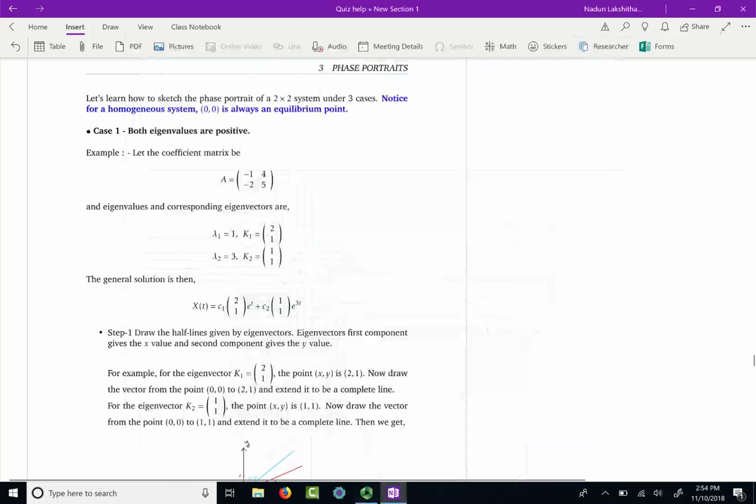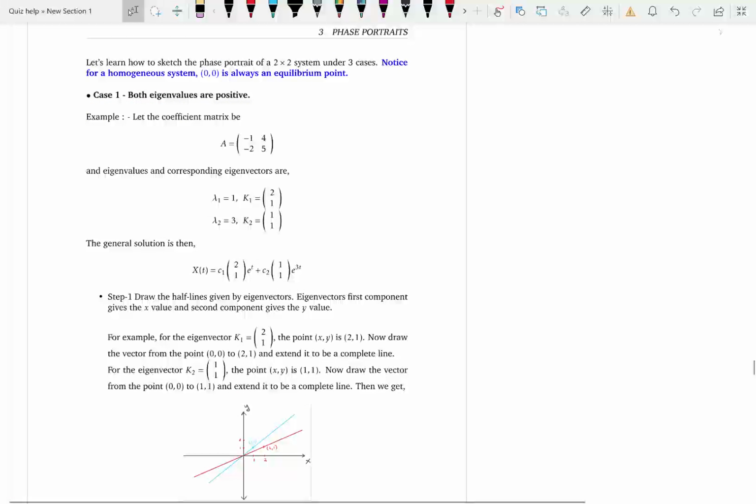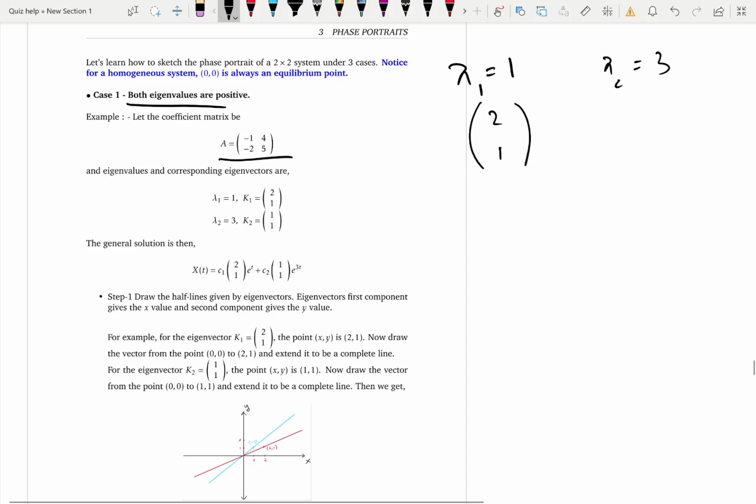Alright, so let's learn how to sketch phase portraits, and let's learn case 1, where both eigenvalues are positive. Here I have given an example for you, a coefficient matrix. The first eigenvalue is 1, the second eigenvalue is 3, and the corresponding eigenvectors are (2, 1) and (1, 1). Your phase portrait depends purely on these eigenvalues and eigenvectors.